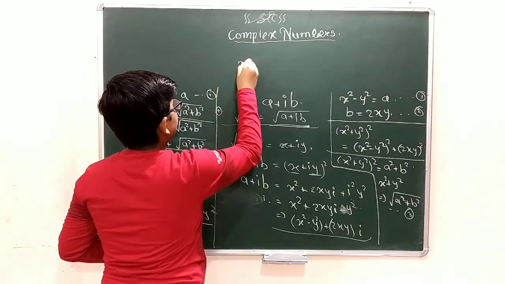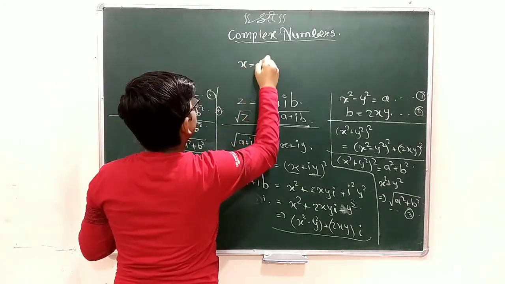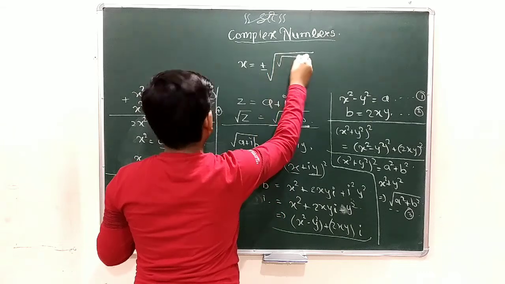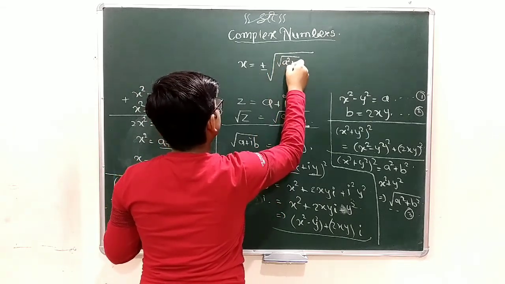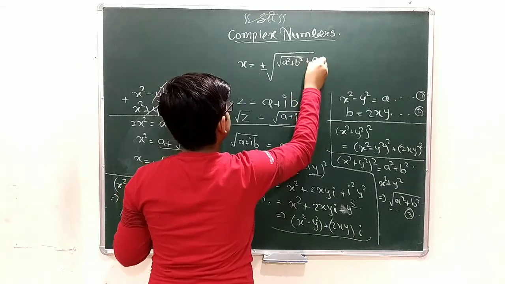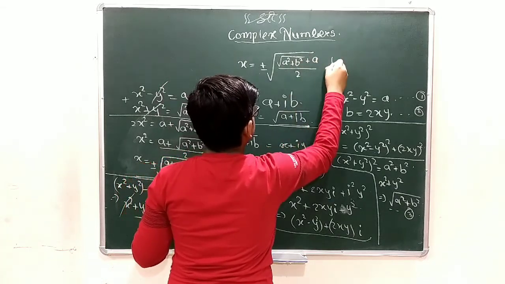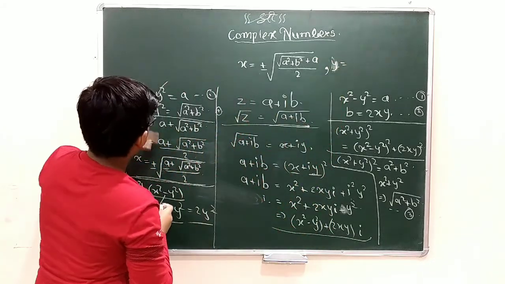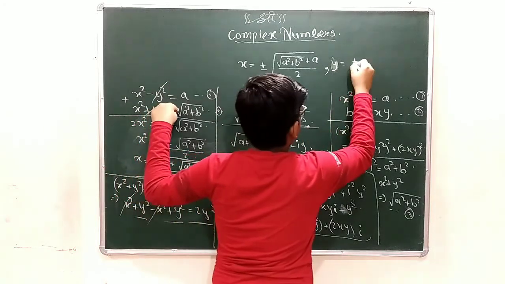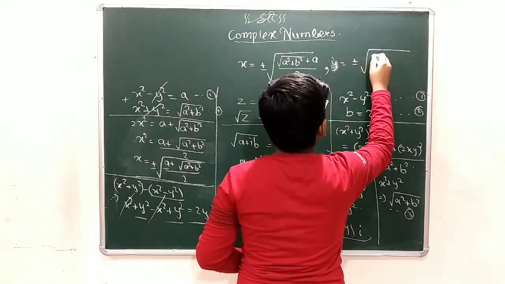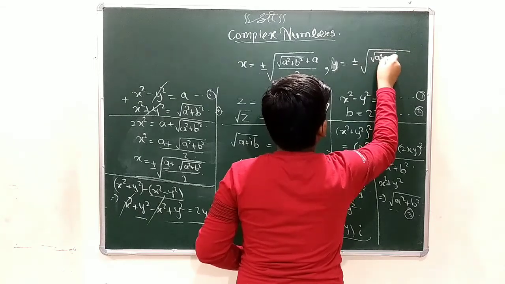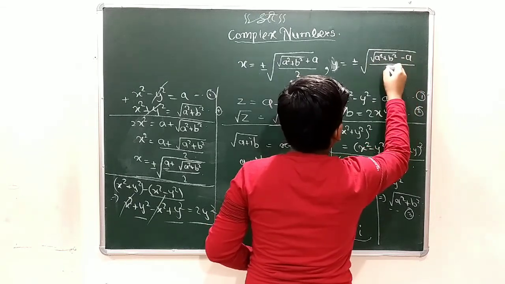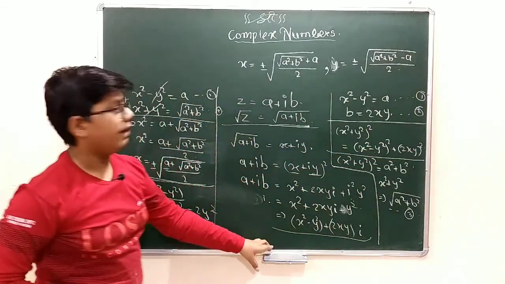So here we will get x is equal to plus or minus square root of a squared plus b squared plus a upon 2. Likewise, we will get the value of y as plus or minus square root of a squared plus b squared minus a upon 2. This is the value of y.